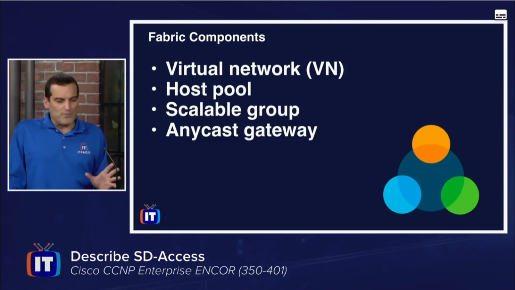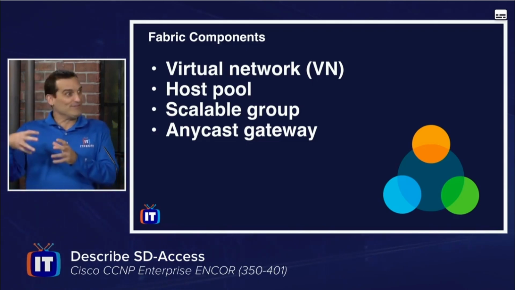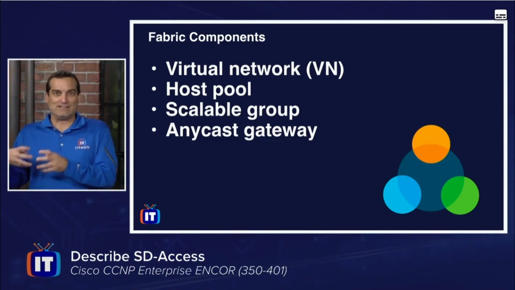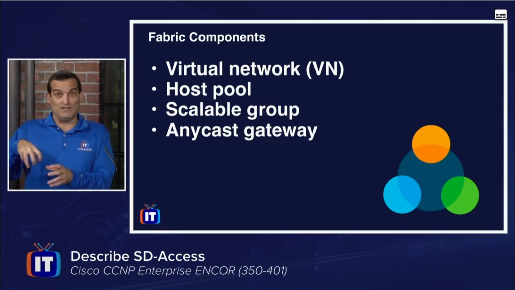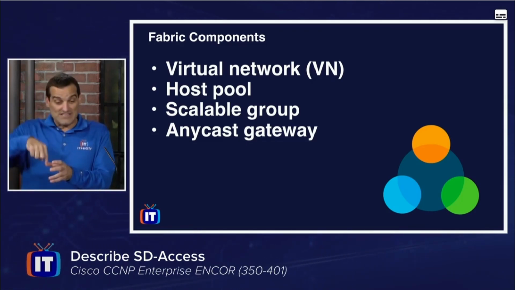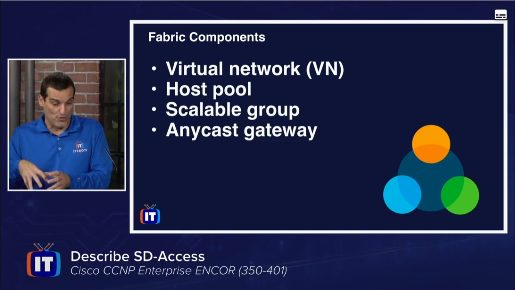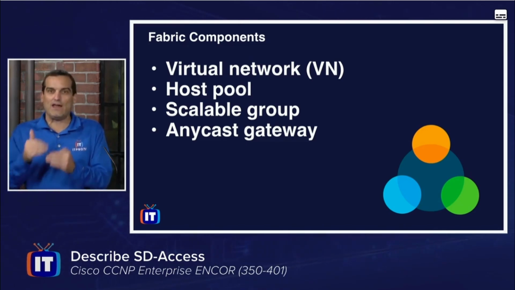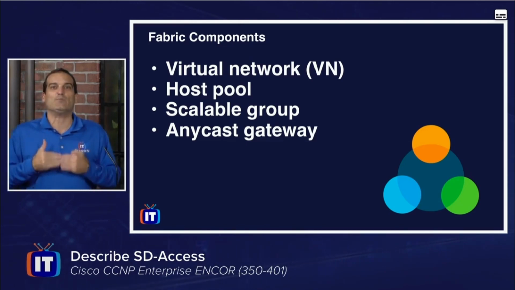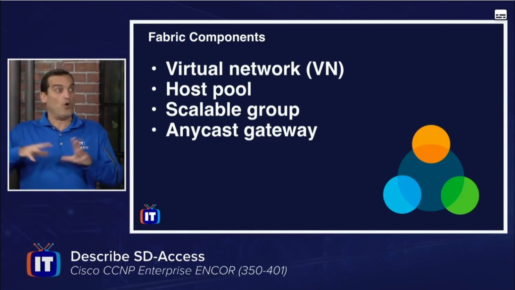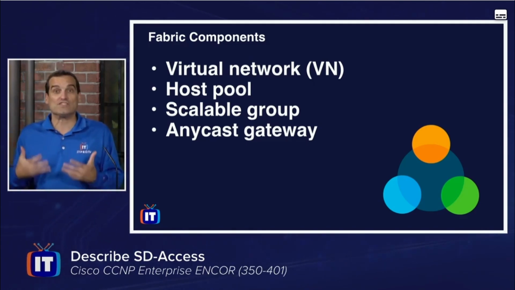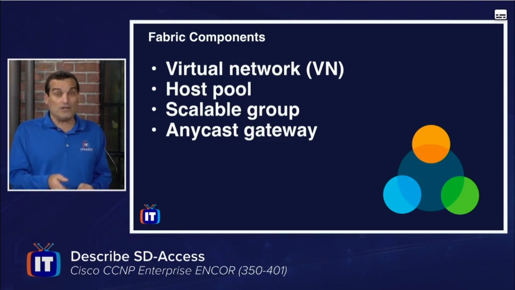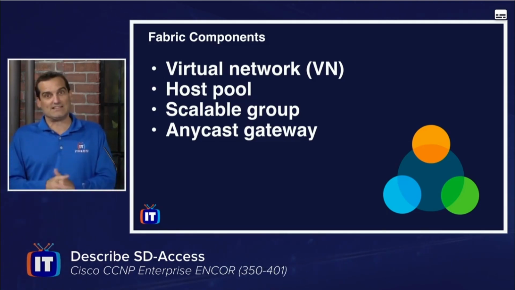Now, when we look inside the fabric of the SD Access solution, you're going to notice there's a virtual network that we create out of these components. There's a host pool that identifies the participants. There's a scalable group. There's an Anycast gateway. All of these are necessary components so that the overall SD Access works as planned. And all of this you're going to be setting up through that single pane of glass in the Cisco DNA Center.